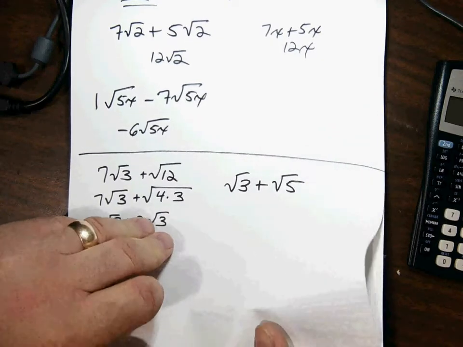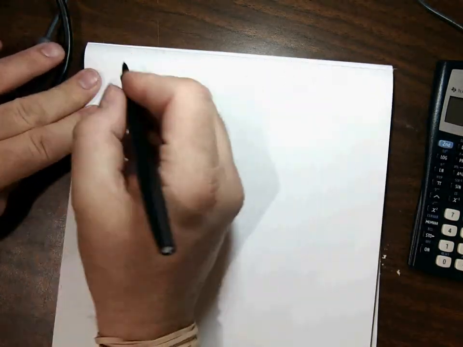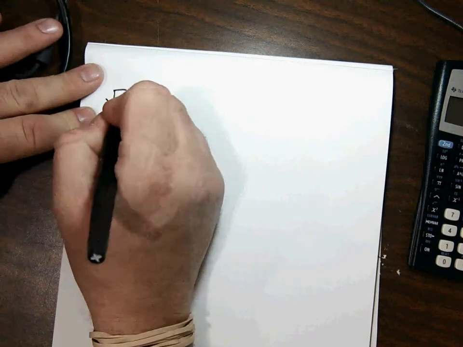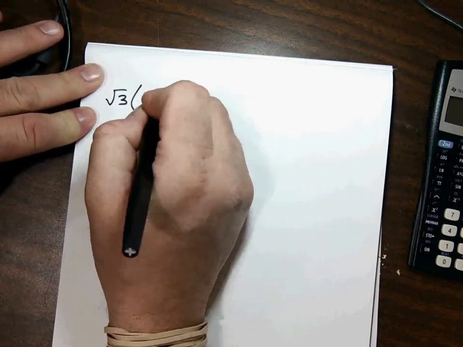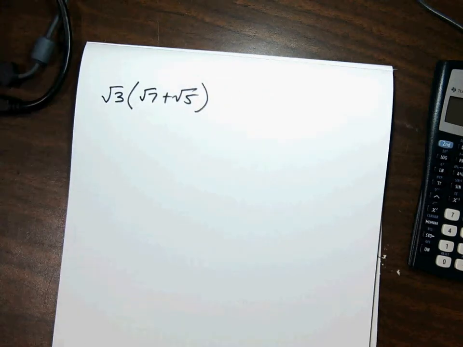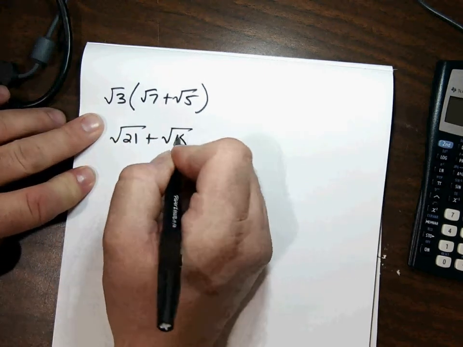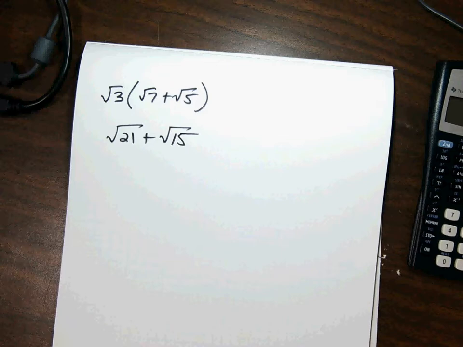Multiplying, again, is very similar to what we may think here. If I do something like the distributive property, for example, I'm going to take a radical 3 and distribute it across those parentheses. I'm going to get a radical 21 plus a radical 15, just like you might expect. Okay, my next step would be then to try to simplify.